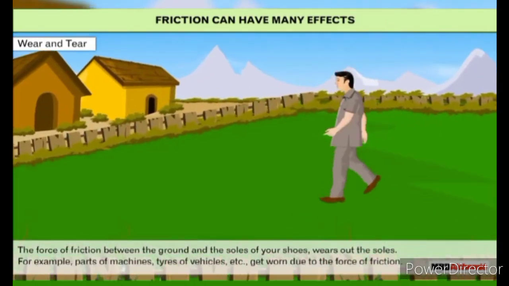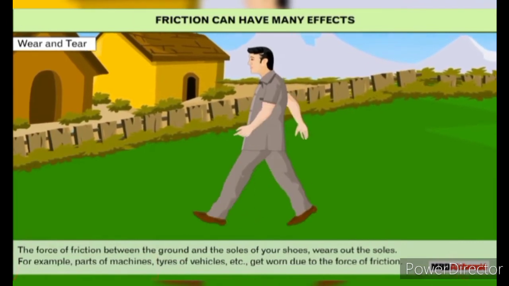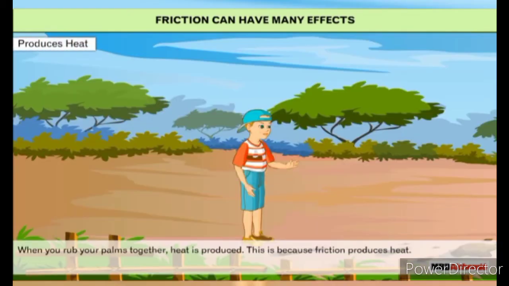The force of friction between the ground and the soles of your shoes wears out the soles. For example, parts of machines, tires of vehicles, etc. get worn due to the force of friction. Produces heat. When you rub your palms together, heat is produced. This is because friction produces heat.